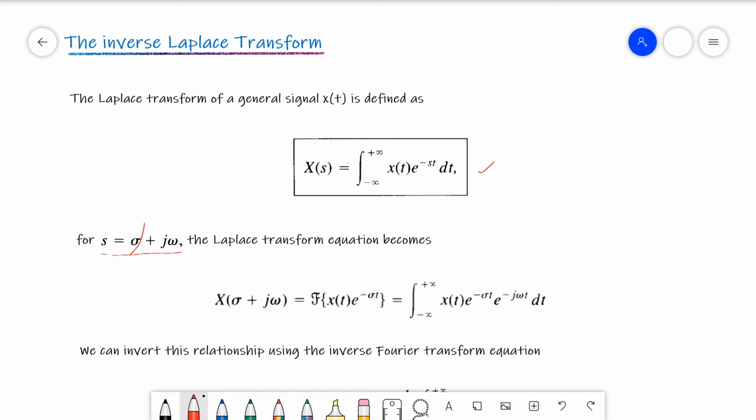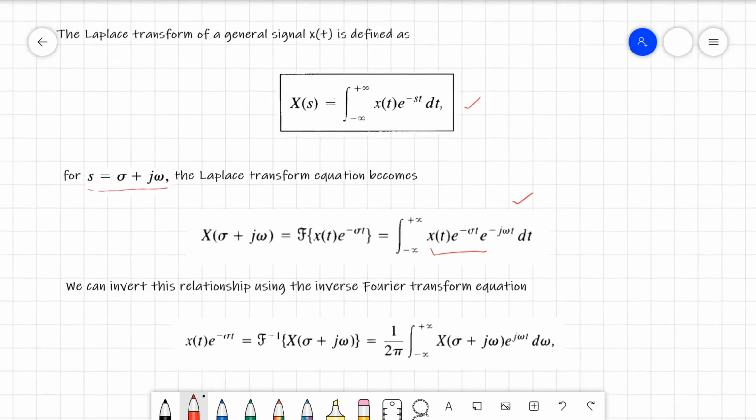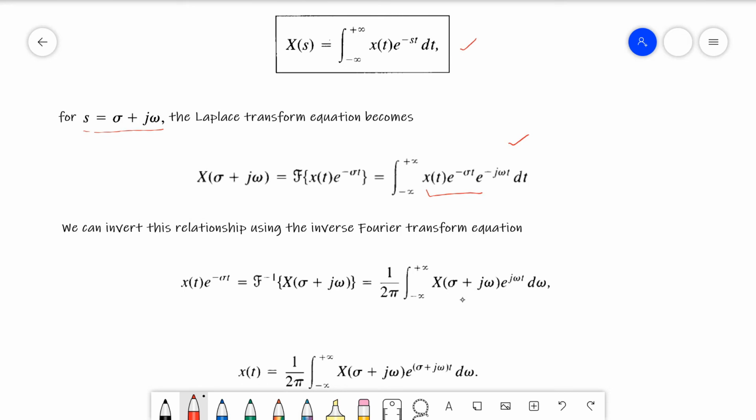So for s equals sigma plus j omega, the Laplace transform equation will be this. We can see from here that this is the exact same Fourier transform equation with x of t now replaced by x of t e raised to the power minus sigma t. So we can invert this relationship by using the inverse Fourier transform equation, which was 1 over 2 pi times x of j omega e raised to the power j omega t.